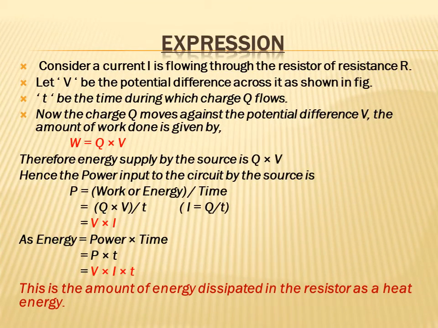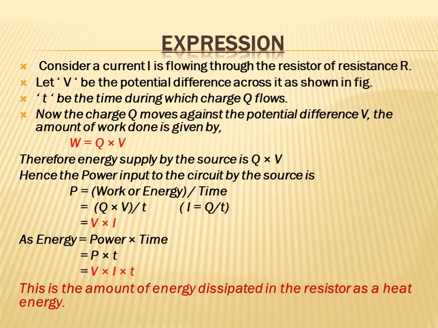Now see its expression. Consider a current I flowing through a resistor of resistance R. Let V be the potential difference across it, as shown in the figure, and t be the time during which charge Q flows. Now the charge Q moves against the potential difference V. The amount of work done, W, is equal to Q into V, that means charge multiplied with potential difference.